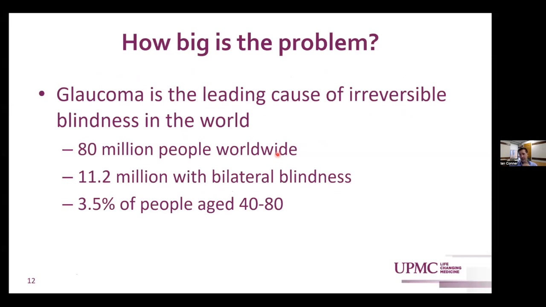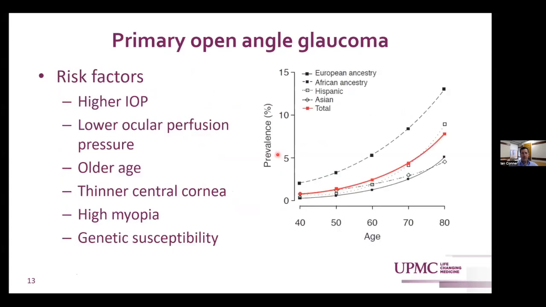Glaucoma is the leading cause of irreversible blindness in the world. About 80 million people worldwide, 11 million with bilateral blindness, and we do have an aging population worldwide, at least in the global north. So this is just a bigger and bigger problem. The risk factors are higher IOP, lower ocular perfusion pressure. There's no real way for us to measure that, but we can calculate it based on the things we can measure: older age, thinner central cornea, high myopia, and then genetic susceptibility.